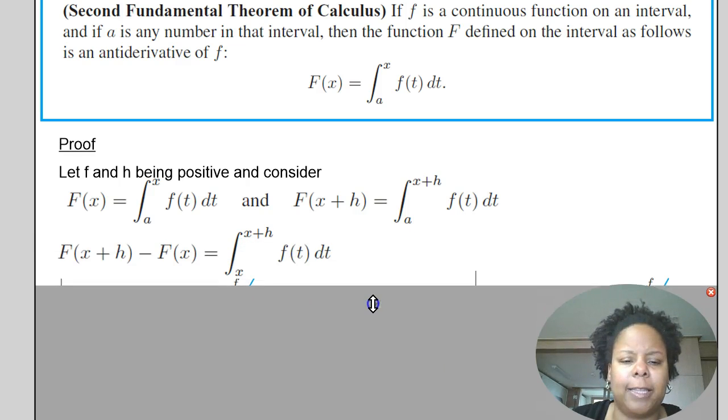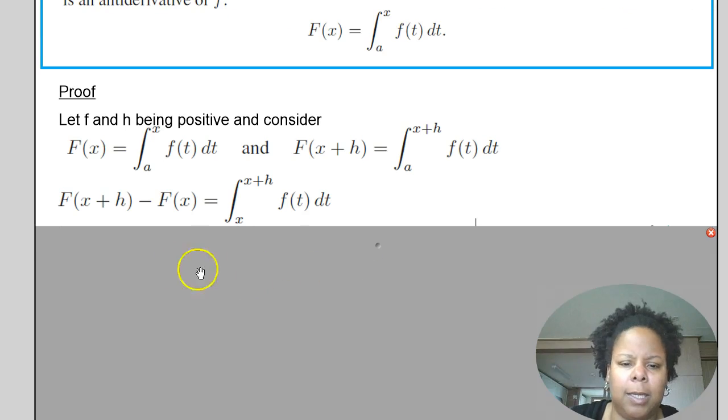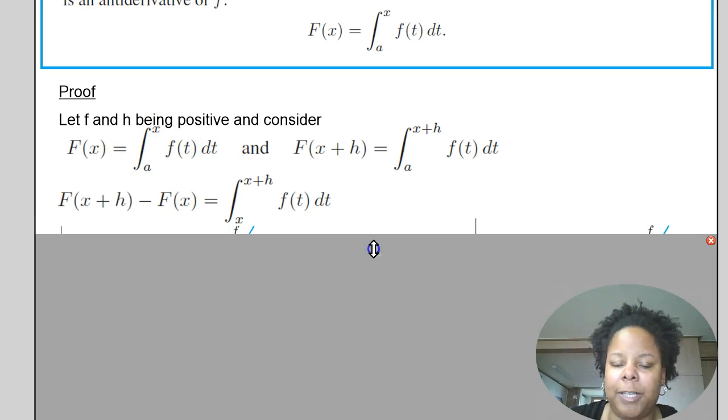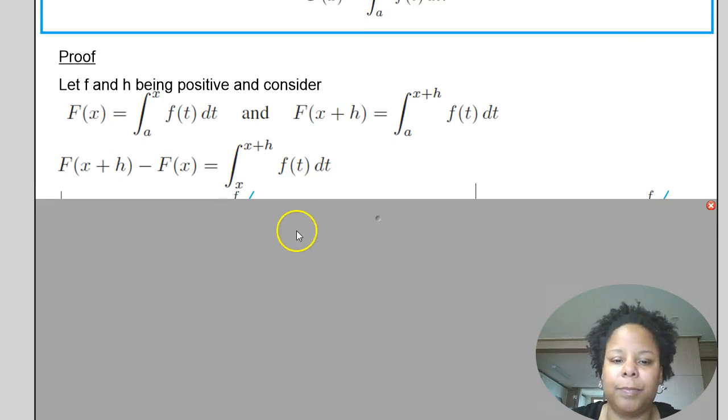And if I were to subtract these two, then the answer that I would get would be basically the difference between these two definite integrals, which can be described based off our properties earlier of definite integrals, the difference from x to x plus h of f of t. Okay?